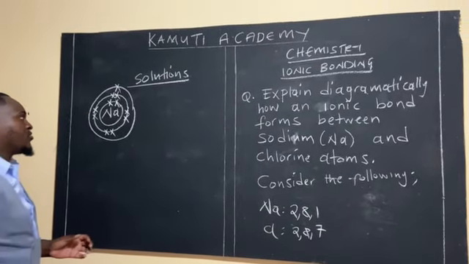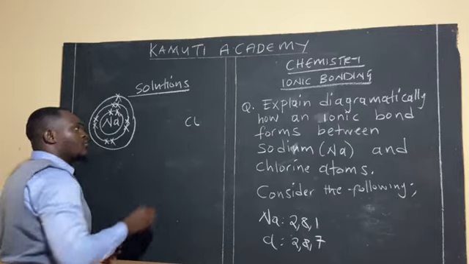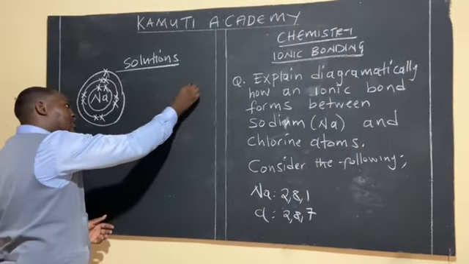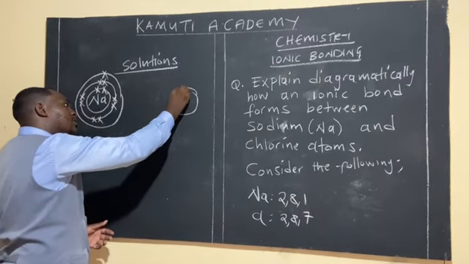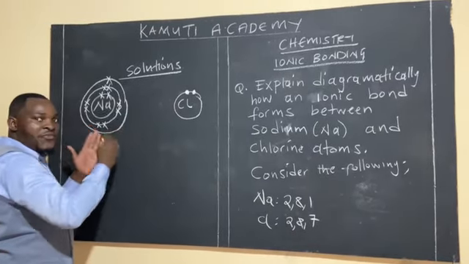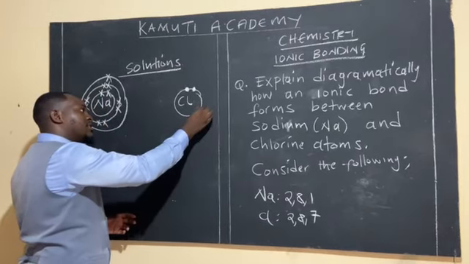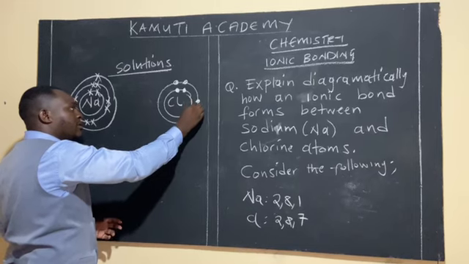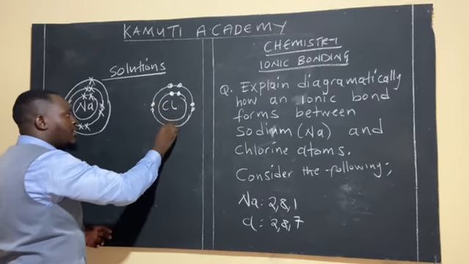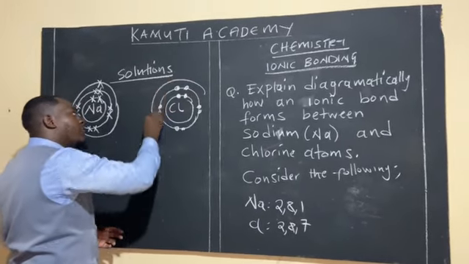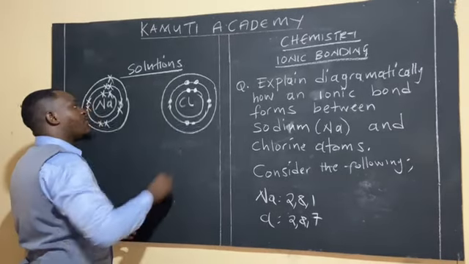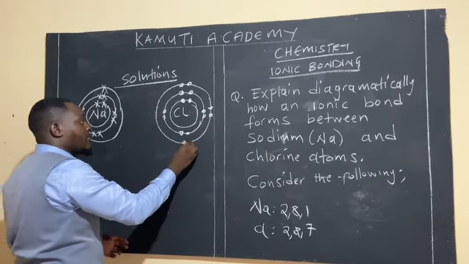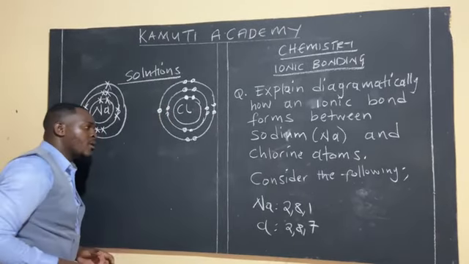Then we go to chlorine. So I'll write chlorine there and represent the nucleus. Then I'll start: in the first shell, there are 2 electrons, using dots to differentiate them. Then in the second shell, there are 8 electrons, like that. Then in the final shell, there are 7 electrons. All right.